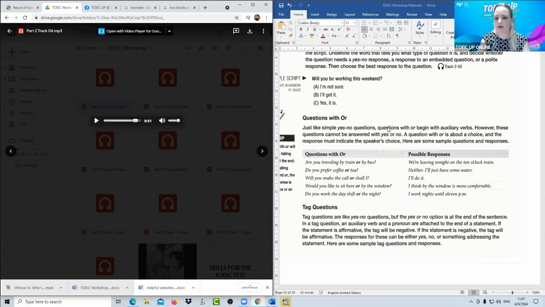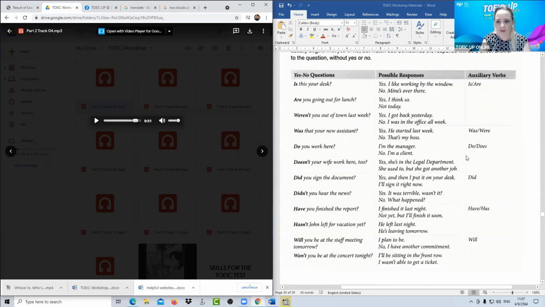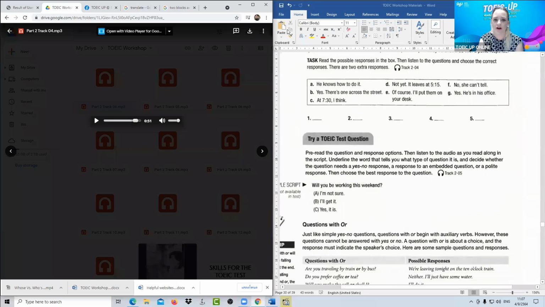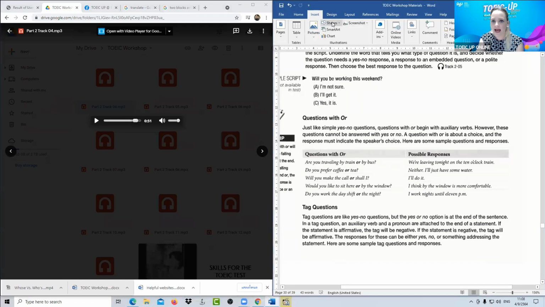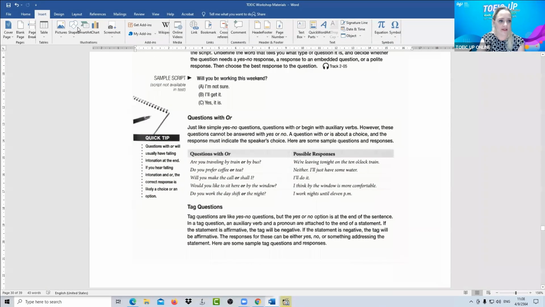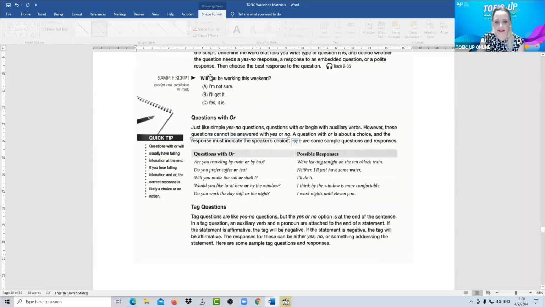So just like simple yes, no questions, questions with or begin with auxiliary verbs. So again, we are not listening for what, who, when, where, why. It's auxiliary verbs. Is, are, do, does. Those are the auxiliary verbs. If you want to remember, the first table is are, was, were, do, does, did, have, has, will. These are auxiliary verbs. Okay. So begins with auxiliary verbs, however, and this is where they differ. So it says, however, these questions cannot be answered with yes or no. Okay, read that again. They cannot be answered with yes or no.